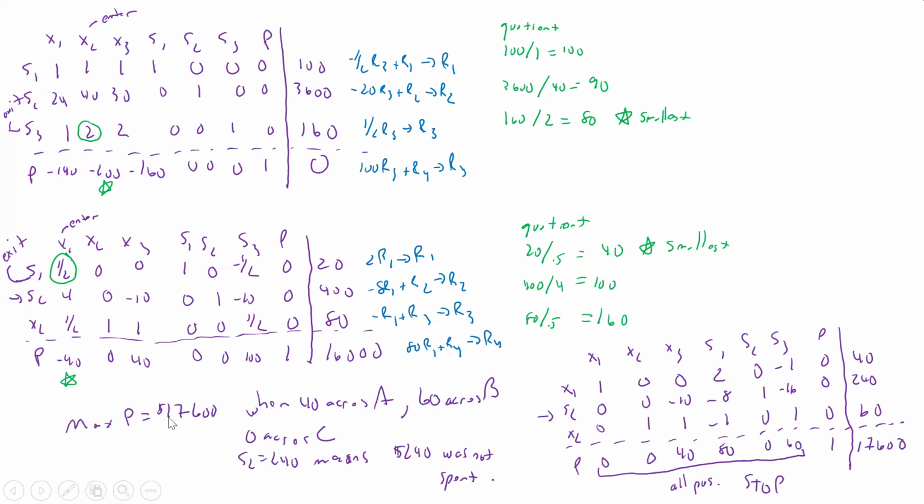And so again, max P profit was 17,600 when 40 acres of A, 60 acres of B, and 0 acres of C were planted. And we had $240 that was not spent.